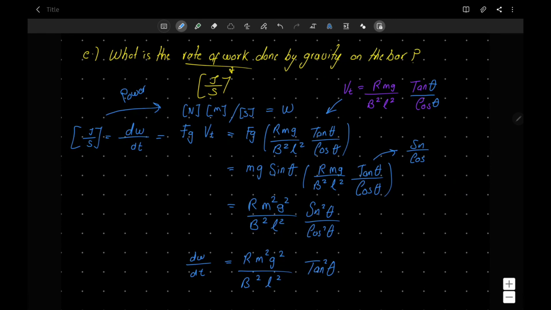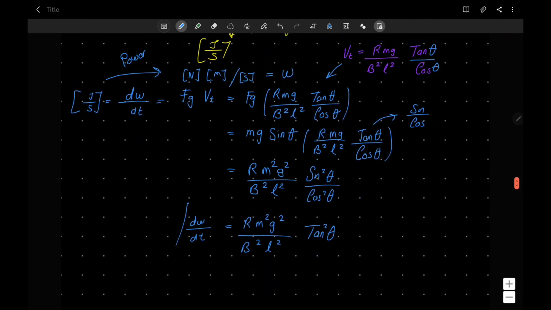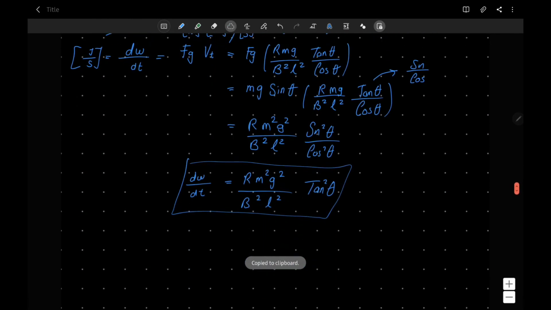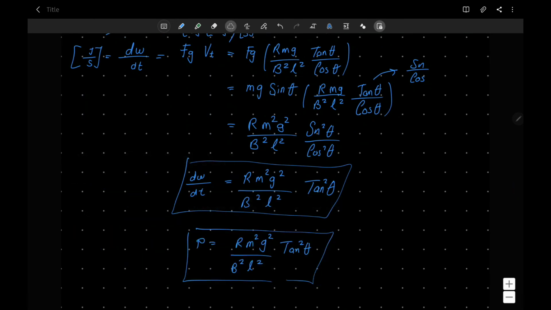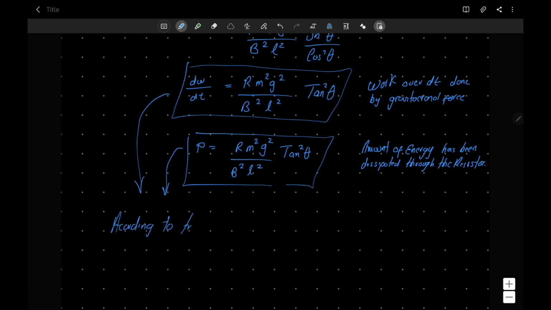That's the input of energy. The energy that is being dissipated over time throughout the resistor is the same amount, according to the conservation of energy, right? I'm gonna paste it on the right side, and that's all. It's the same amount of energy that has been dissipated through the resistor. And check, both are the same, according to conservation of energy.